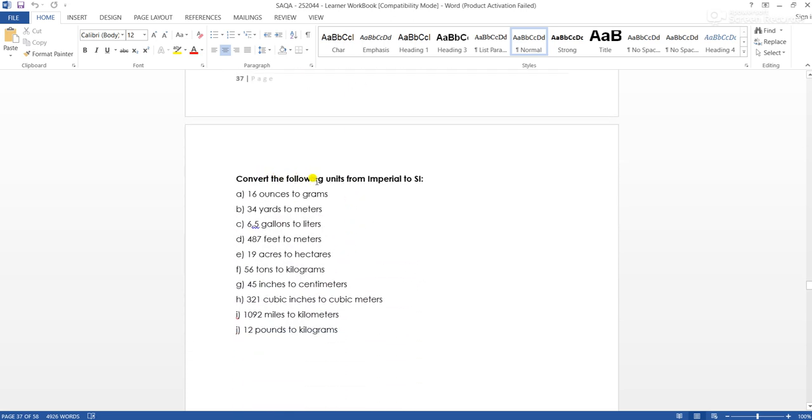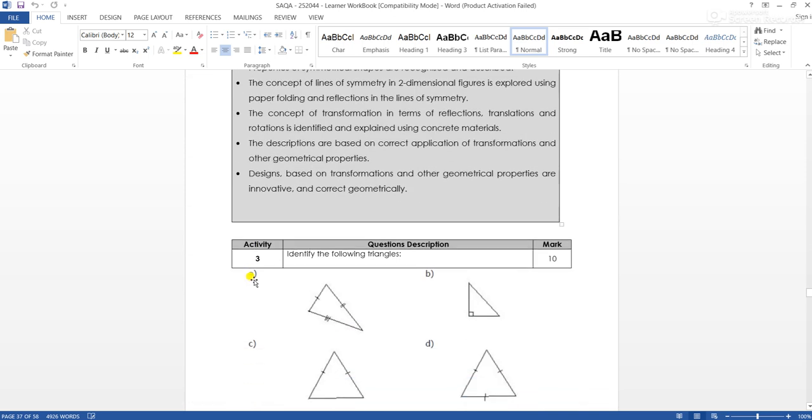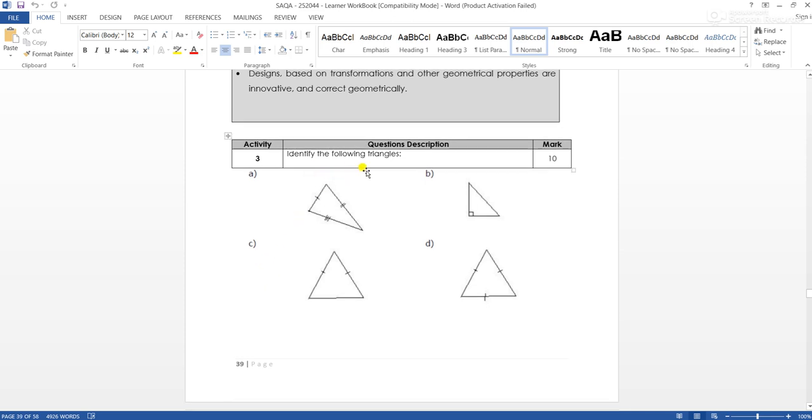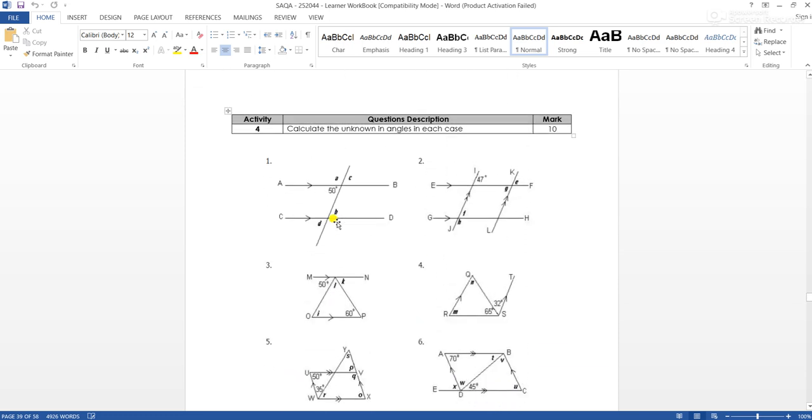You need to convert the following from 16 ounces. You use the same approach. Activity 3, identify the following triangles. We went through that. If you go through all the properties of the triangle, you would know which type. You're just identifying whether this is a right triangle or not a right triangle, an equilateral. You just identify them, and you need to calculate the unknown angles for the description that we were given.